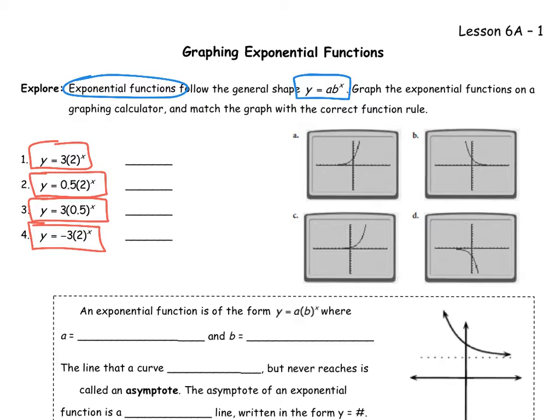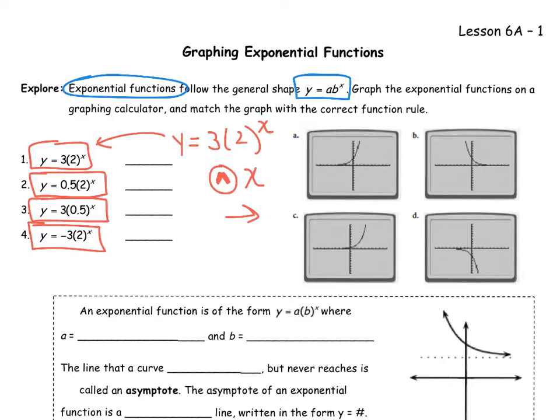Now, for those of you that are asking, well, how do I type this into the calculator? I want you to go to y equals on the calc. You're going to type 3, open parentheses, 2. You're going to hit the caret button. Remember that caret button looks like this. So you're going to hit caret x, and then your x will appear up here, and then you'll move your cursor to the right to get out of the exponent.